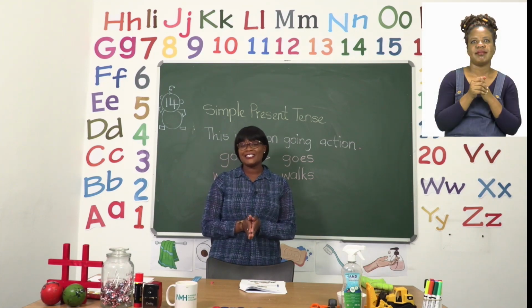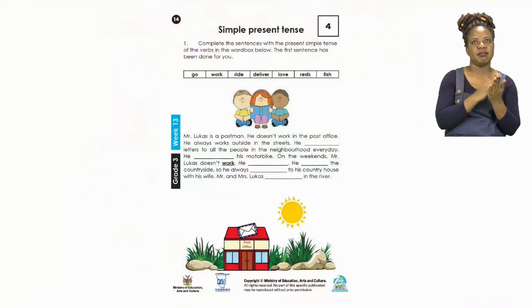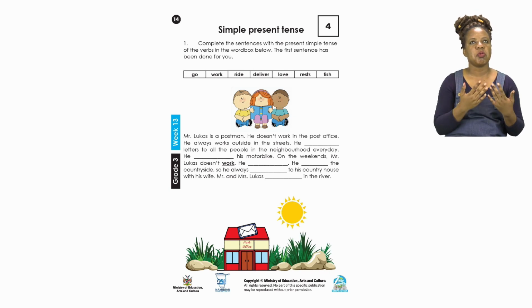Now for our last activity, boys and girls, let's all turn to page 14. On page 14, we will be doing simple present tense. Now, these are words that are verbs, and remember, a verb is a doing word. But this action is continuous, which means it has not ended and is still happening. Whether it happens every hour, or every day, or every month, the action continues.